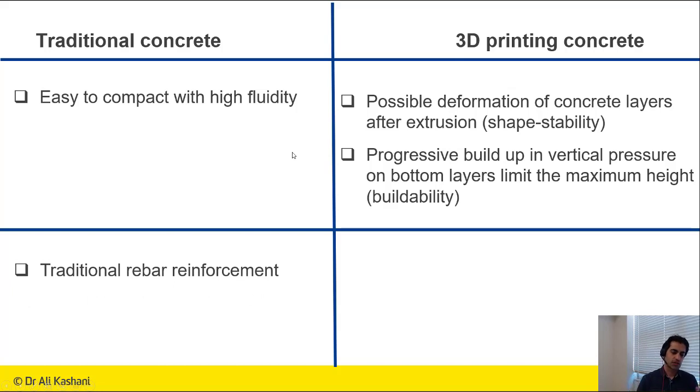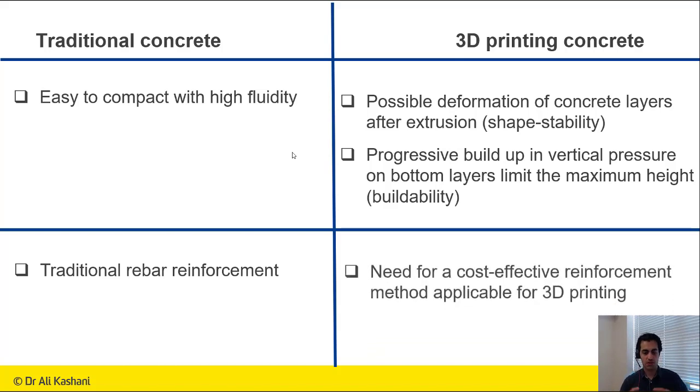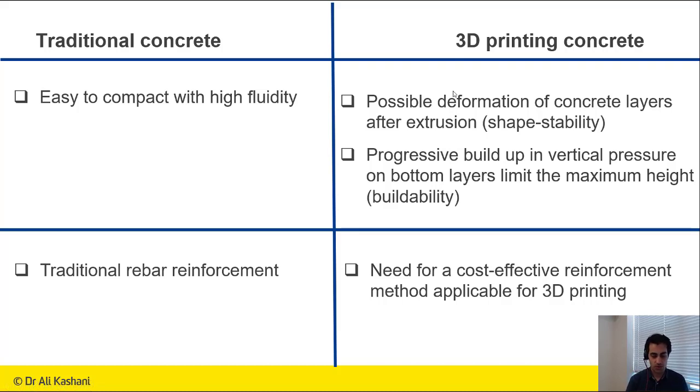The other thing is about the rebar reinforcement. We had the traditional rebar reinforcement that we put into the formwork, and then we pour the concrete, and because the concrete is fluid, it just fills between the reinforcement, and everything is good. But with the method of 3D printing, because we put everything layer by layer, inclusion of the traditional rebar reinforcement is going to be challenging. There are some methods that have been introduced, but there is a lot more that needs to be done in order to achieve something similar to the traditional concrete.